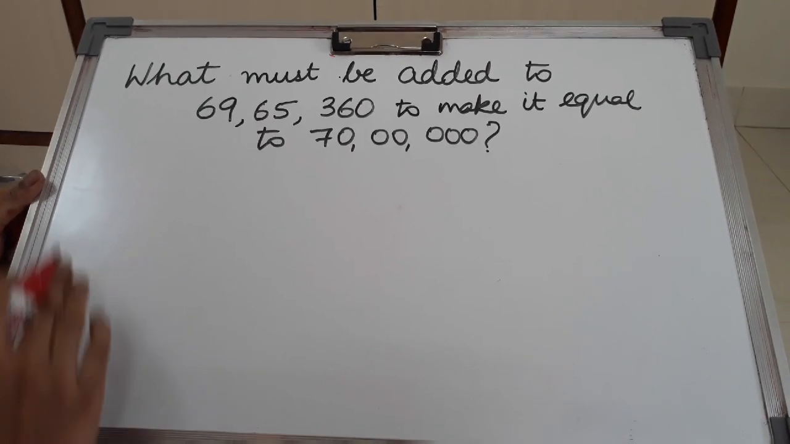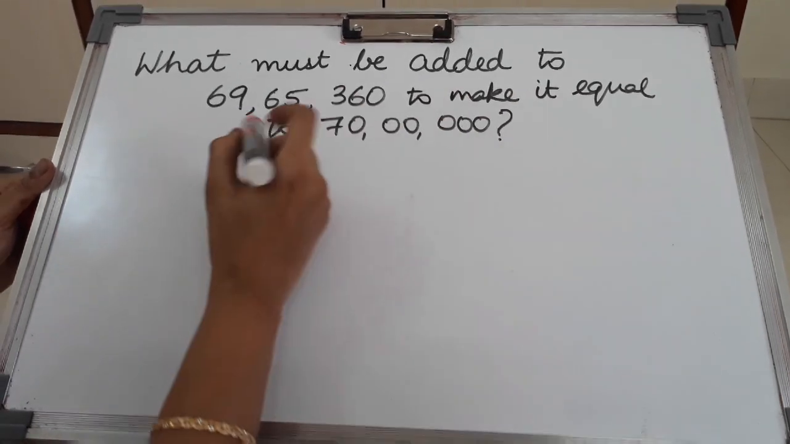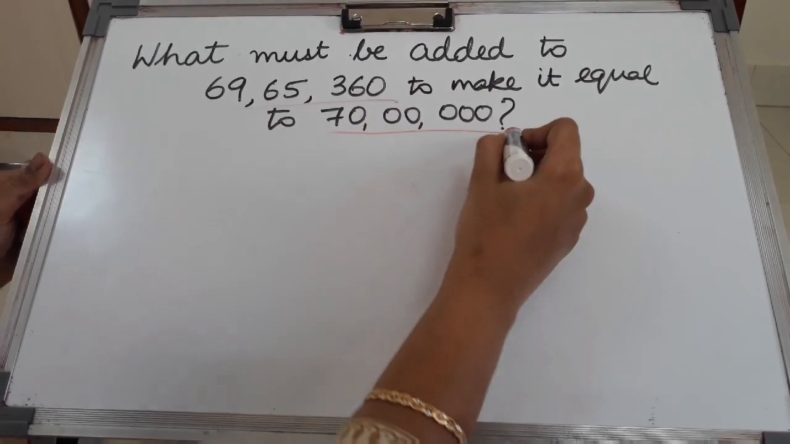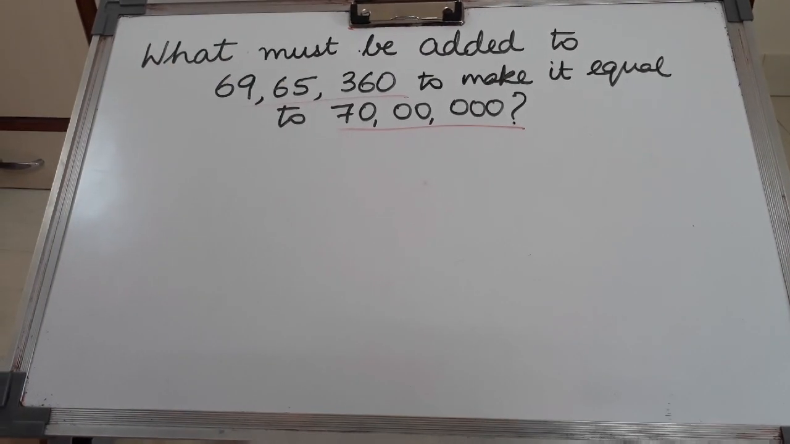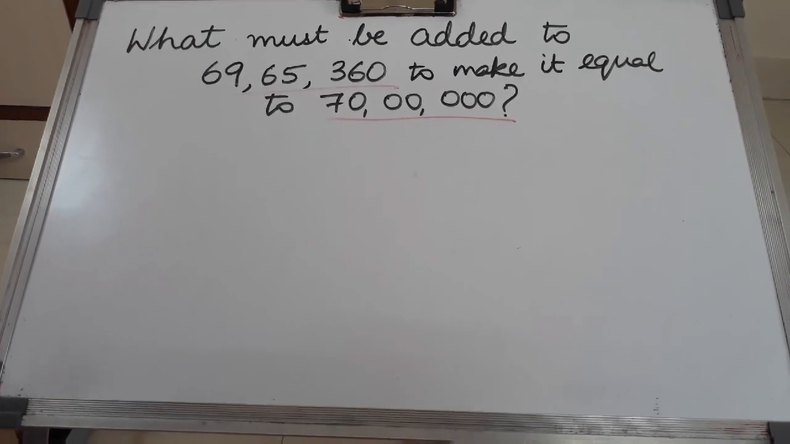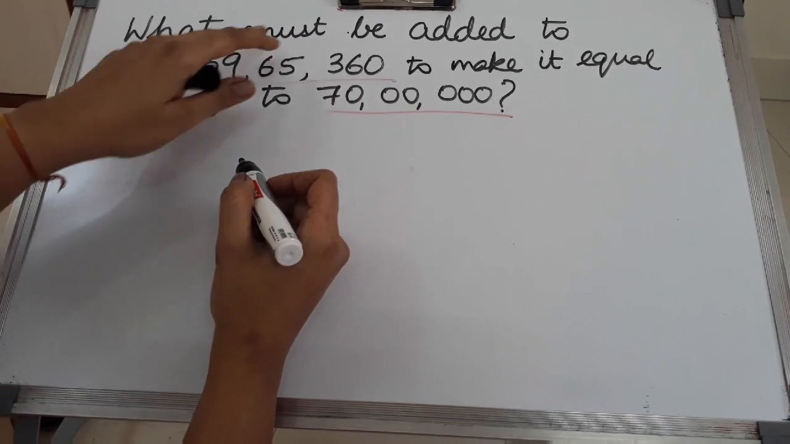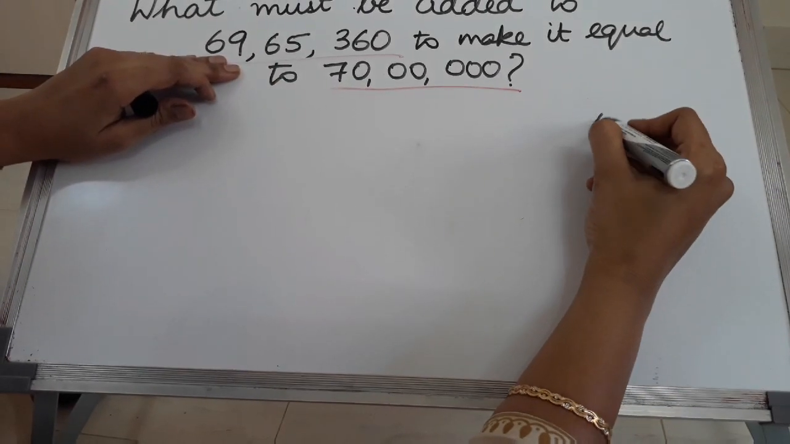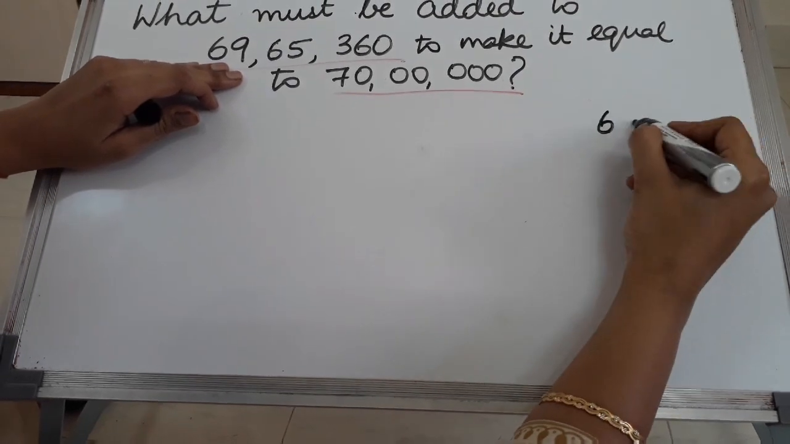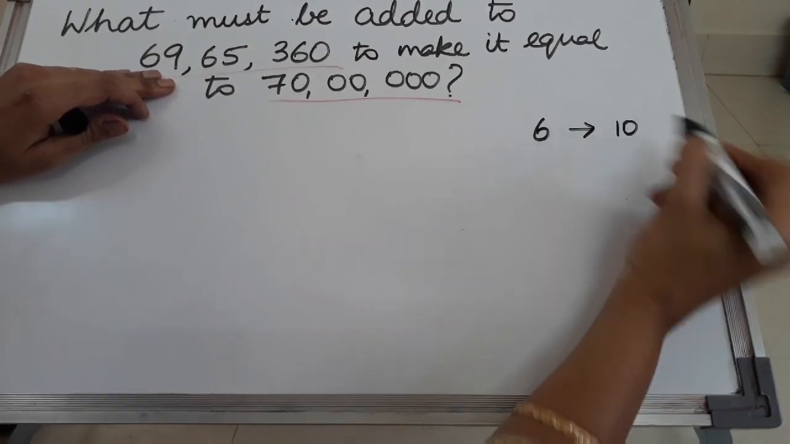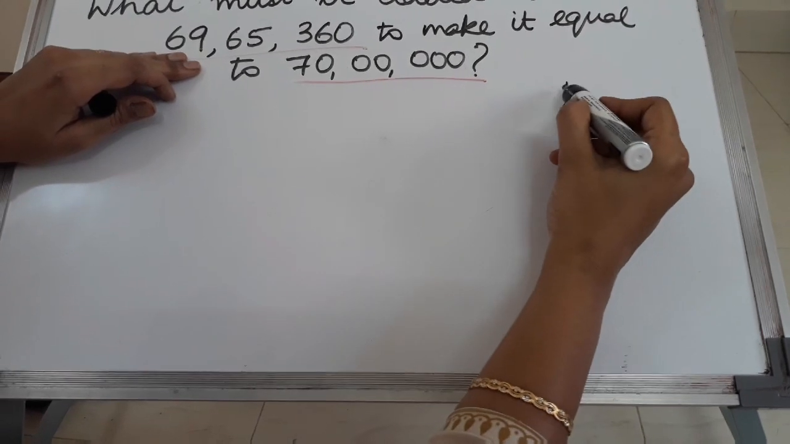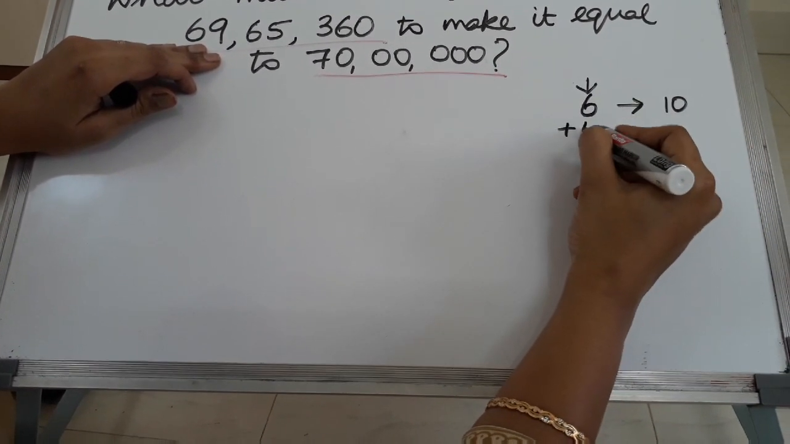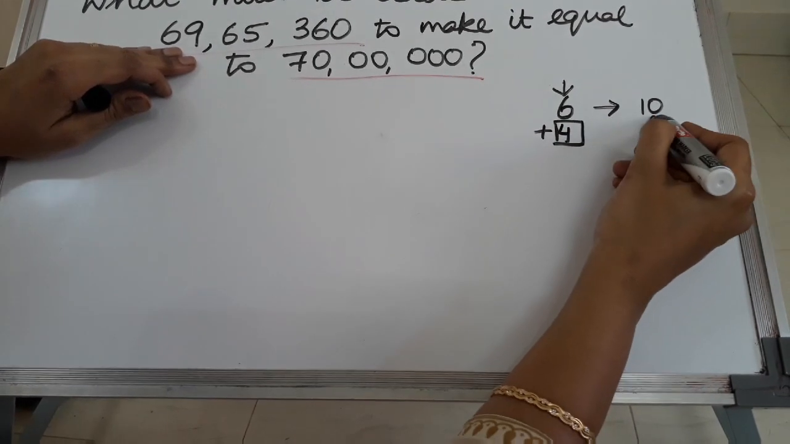Now the next question is, what must be added to this number to make it equal to 70 lakhs? Okay, so how are we going to solve this type of question? We have to understand this. What must be added to this number? Suppose I ask you, what must be added to the number 6 to get the answer 10? You will simply tell me, if we add 4 here, then we get 10.